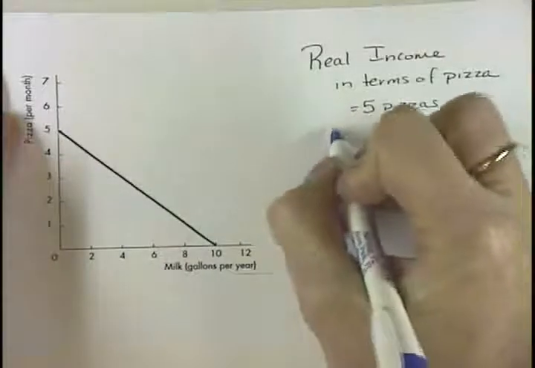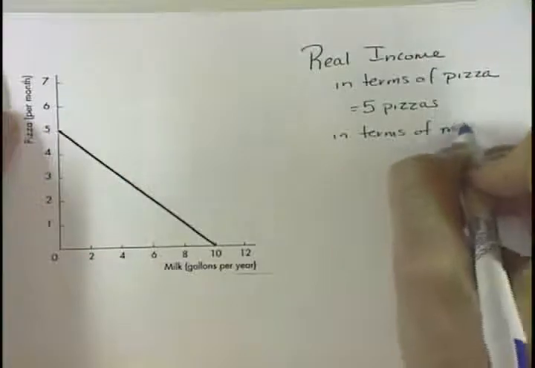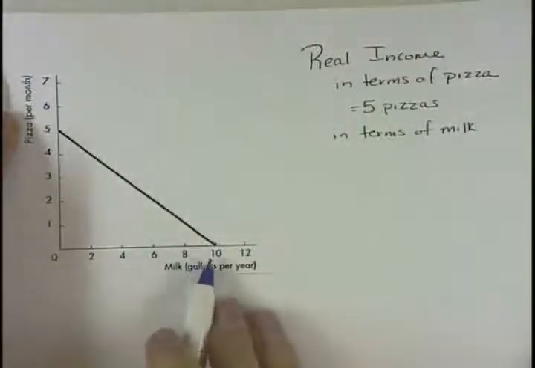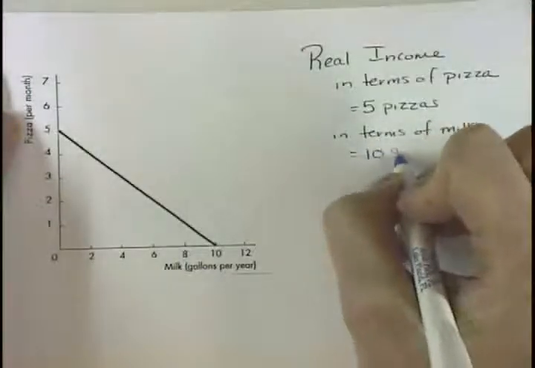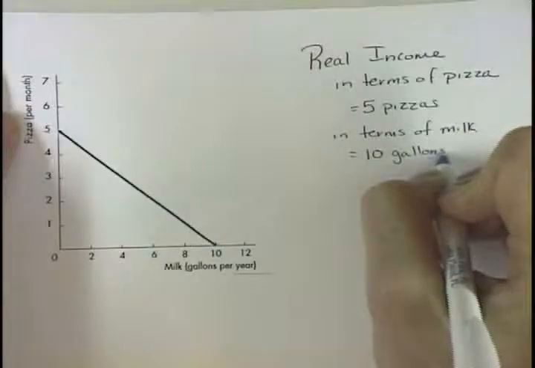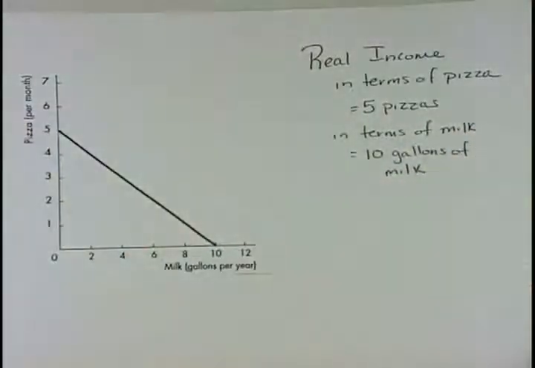So our real income in terms of milk is going to be found on this axis. What is the most milk I can afford given my current income? So it's going to be 10 gallons of milk. Okay, so real income, like I said, is going to be telling us how much of a particular good we can afford with our income, the maximum that we can get.